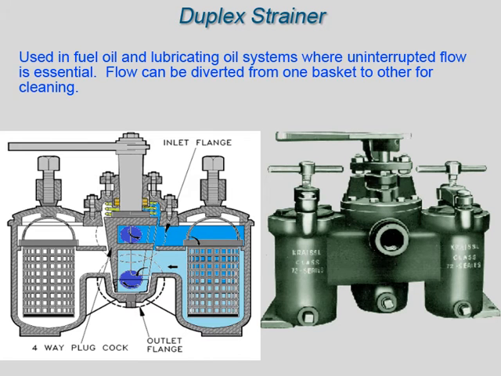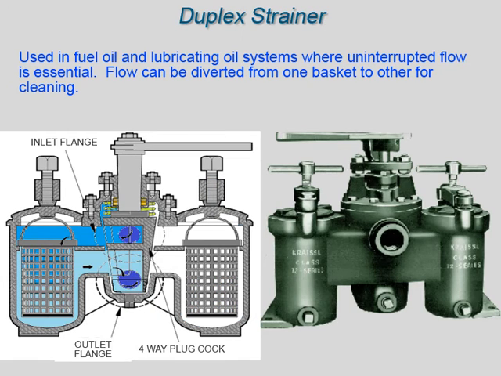Duplex strainers are used in fuel oil and lubricating oil systems where uninterrupted flow is essential. Duplex strainers include two strainer baskets. Only one is placed in service at a time. The other side of the strainer is clean and on standby. When it is time to clean the on-service strainer, flow is shifted to the basket on standby. The strainer basket that was on service is cleaned and replaced in the strainer body. It is now clean and on standby for when needed.